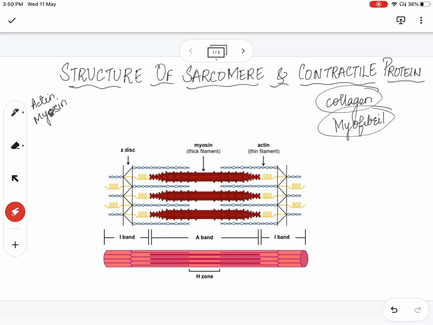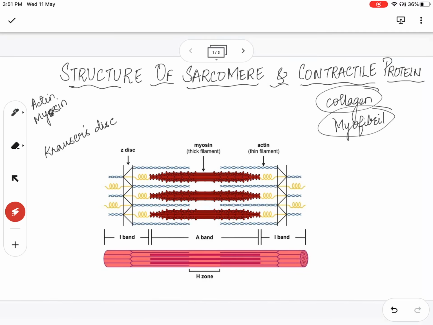Okay, the Z disc has to be remembered because questions on this have always been asked, and there is another name also, that is called Crosser's disc. So just to remember, what is the Z disc also called as? Crosser's disc. So please do remember that.